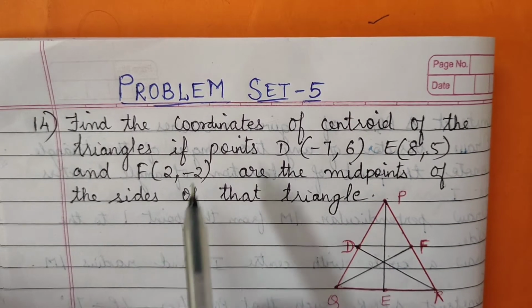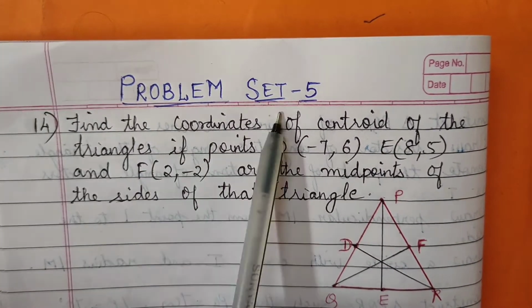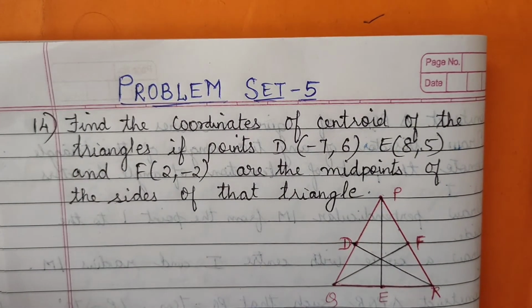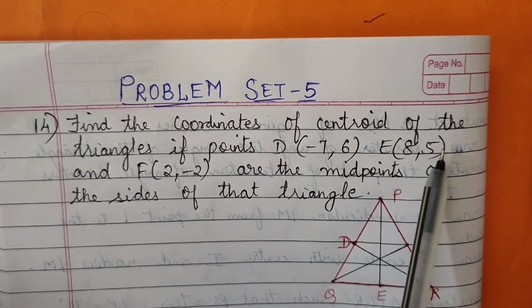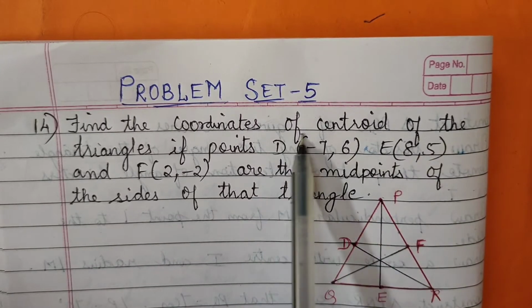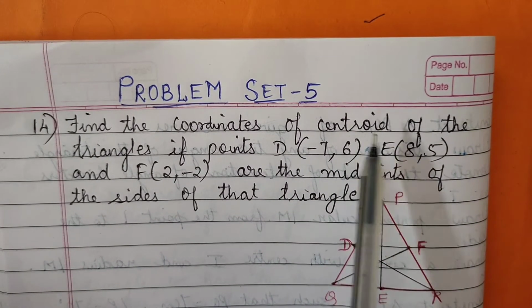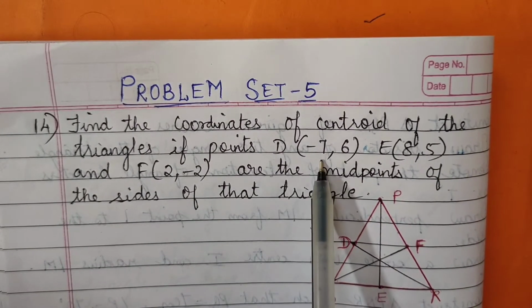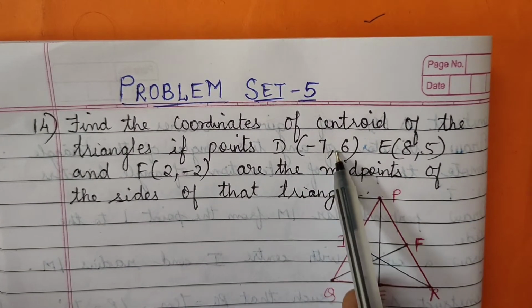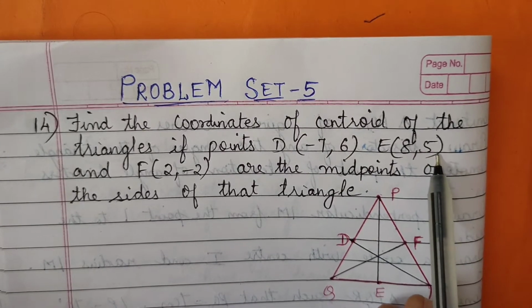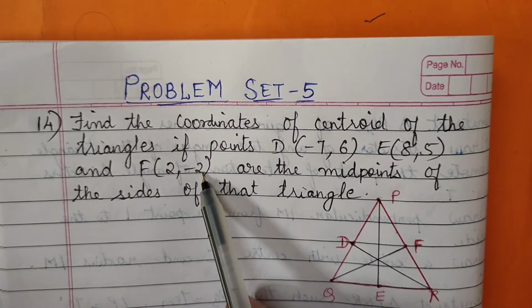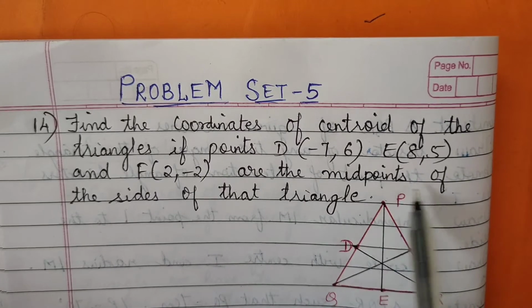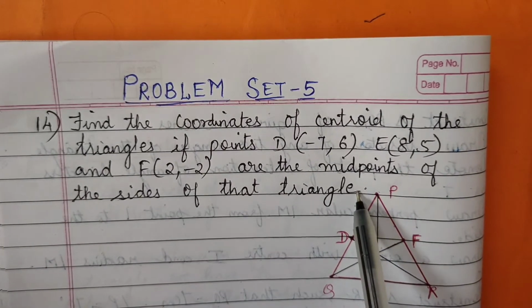Hello students, now I am going to teach you problem set 5, the 14th question. Find the coordinates of the centroid. What do we need to find? The centroid, that is the point G of the triangle. Point D is given as (-7, 6), E is (8, 5) and F is (2, -2). These three points are the midpoints of the sides of the triangle.